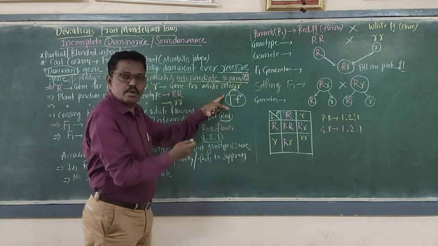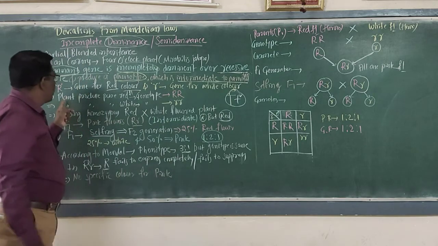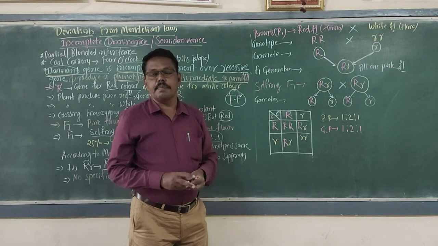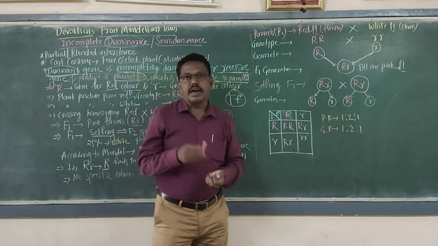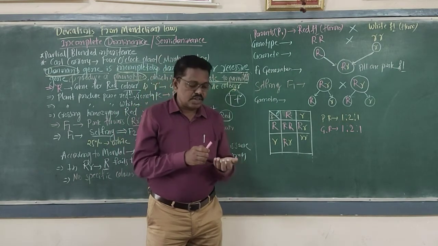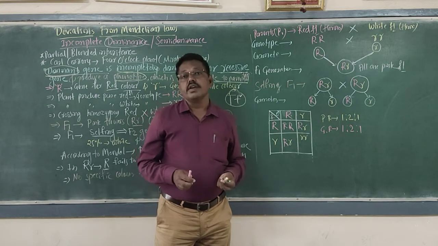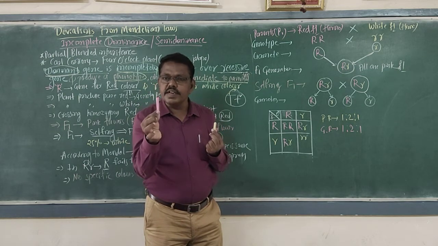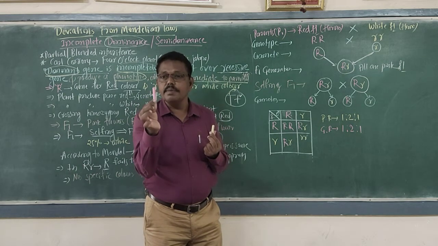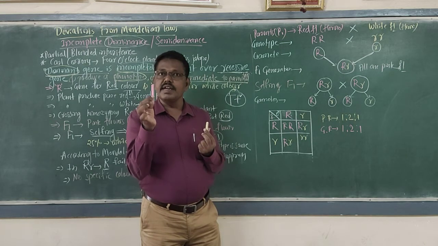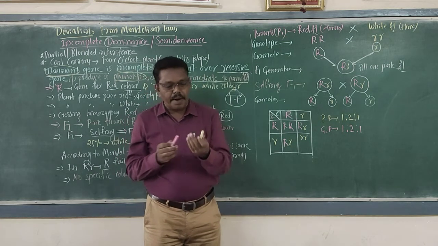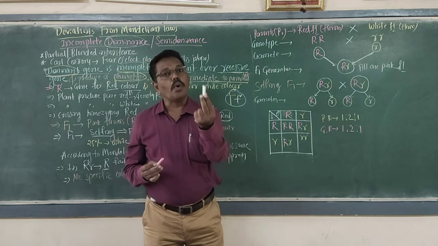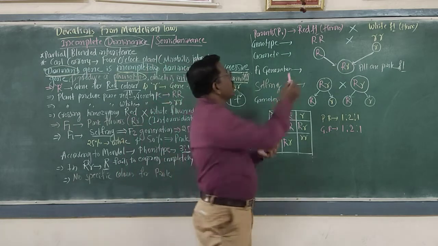Here, I will explain about the Mirabilis jalapa. Okay. Then Mendel took two Mirabilis jalapa plants. One plant will produce completely red flowers. Another Mirabilis jalapa will produce completely white flowers.